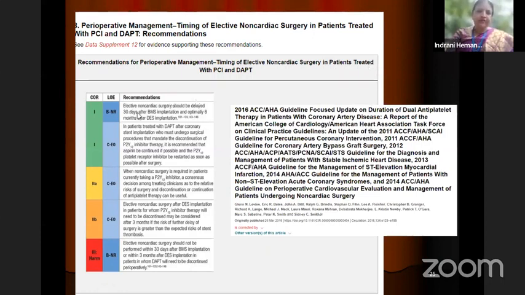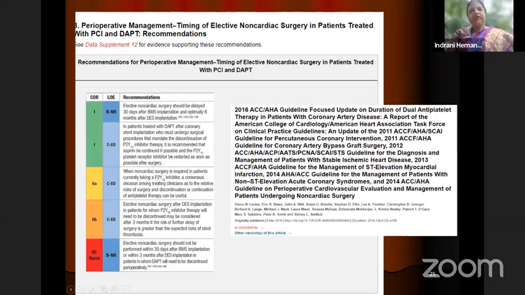So look at this recommendation, which is published in Circulation. Elective non-cardiac surgery should be delayed 30 days. It's a grade 1 recommendation after BMS implantation and optimally 6 months after DES implantation. In patients with DAPT after coronary stent implantation who must undergo surgical procedures that mandate the discontinuation of clopidogrel and other analogs, it is recommended that aspirin be continued as far as possible.